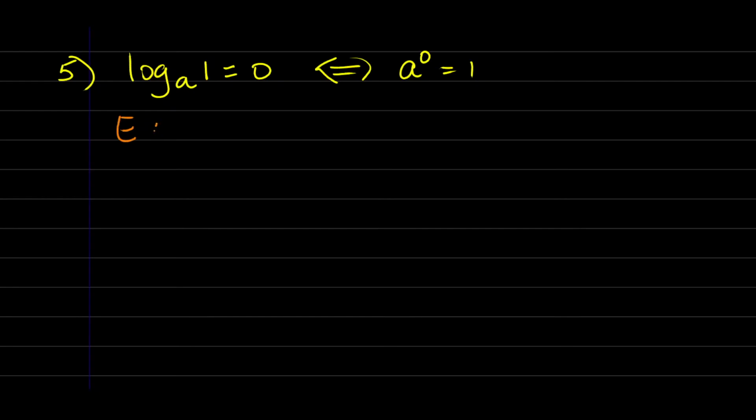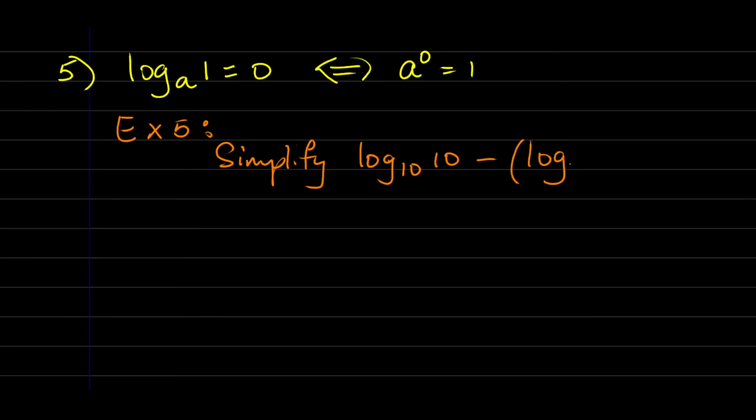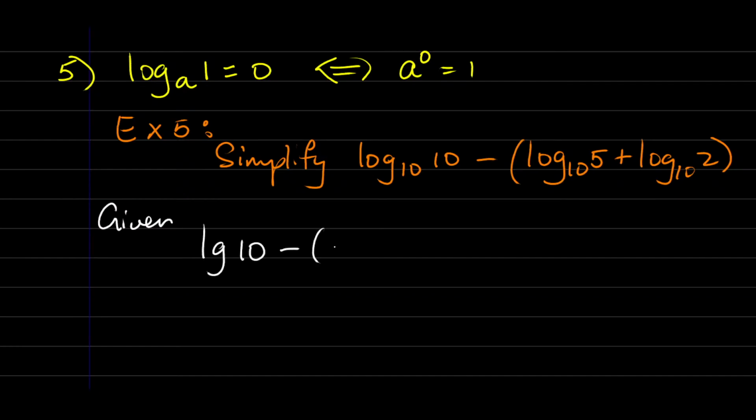And that means if we go into an example, let's do an example for this example number 5, and we are to simplify log to the base 10 of 10 minus open bracket log to the base 10 of 5 plus log to the base 10 of 2, and we're going to simplify that. So we're saying given LG of 10 minus open bracket LG of 5 plus LG of 2, right?